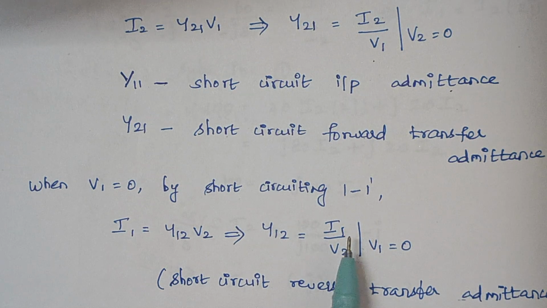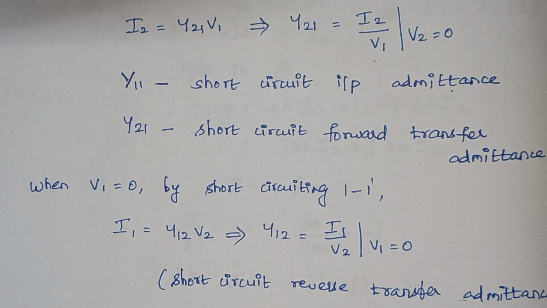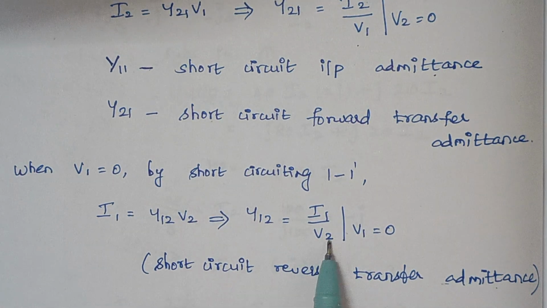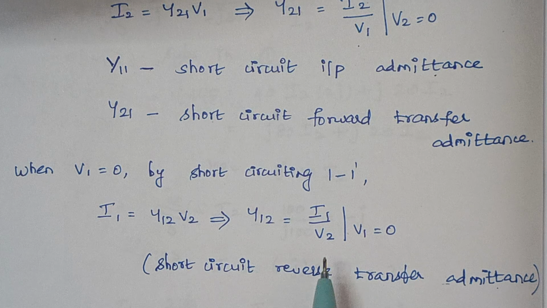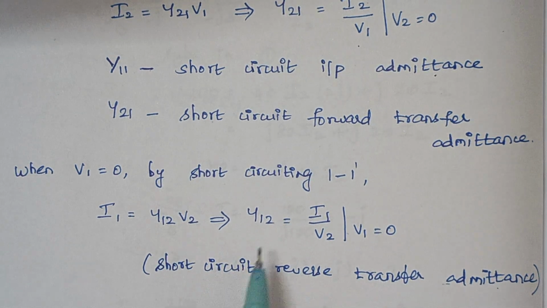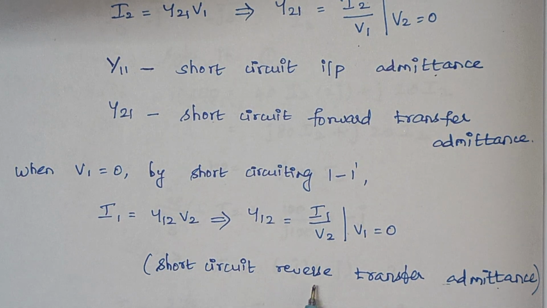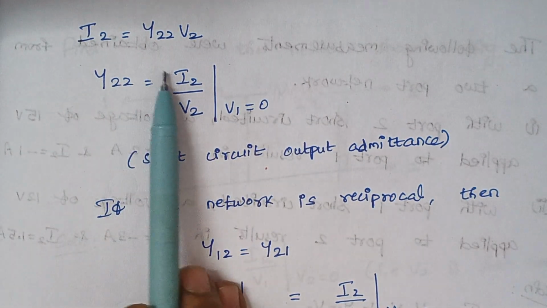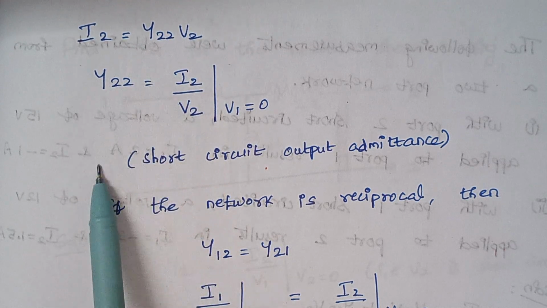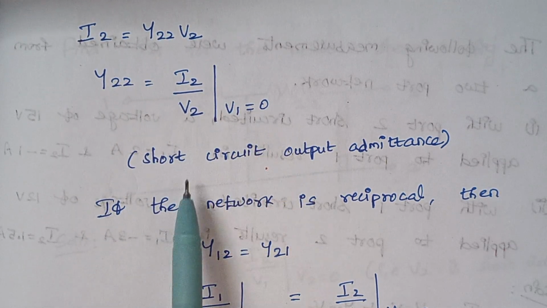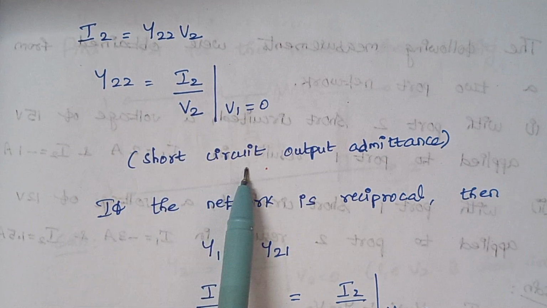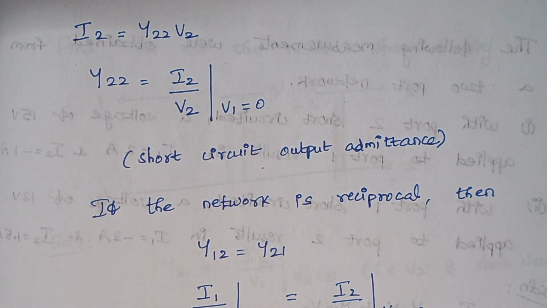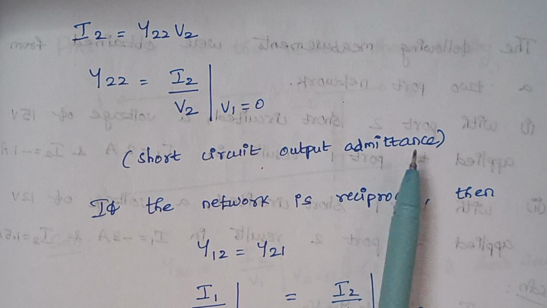Again, this is a short circuit admittance, but here we have the ratio of I1 by V2, therefore it is known as reverse transfer. So Y12 is known as short circuit reverse transfer admittance. And finally, I2 is given by Y22 V2 and Y22 is I2 by V2. So this is known as short circuit output admittance, right? Because 2 and 2 are related on the output port. So short circuit output admittance.